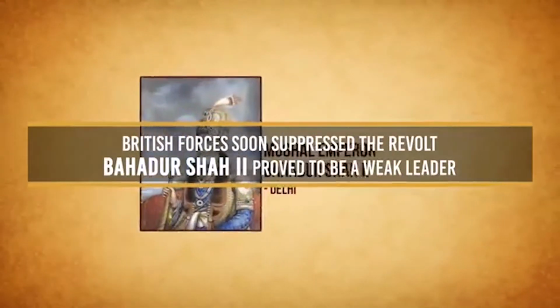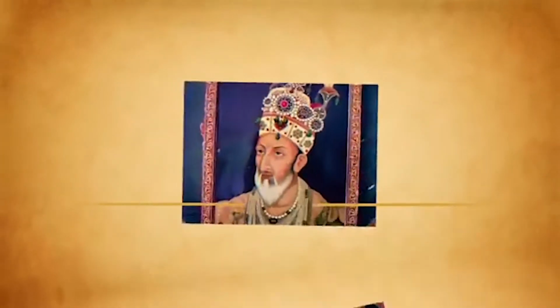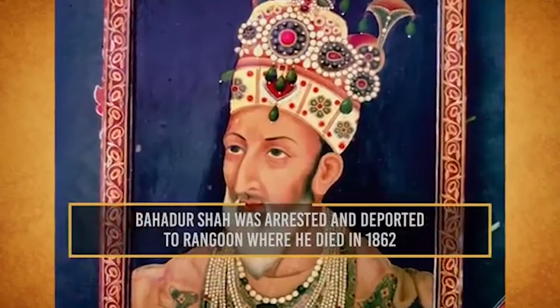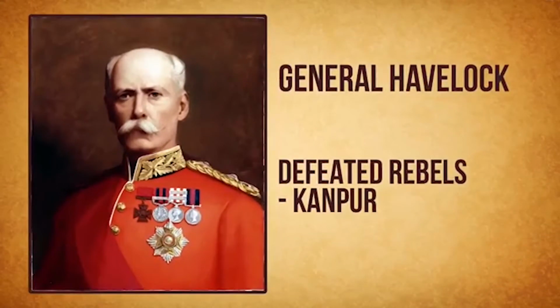Bahadur Shah II proved to be a weak leader. Delhi was recaptured on 20th September 1857 by John Nicholson. Bahadur Shah was arrested and deported to Rangoon, where he died in 1862. The rebels were defeated by General Havelock in Kanpur.